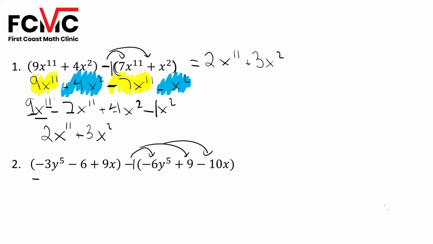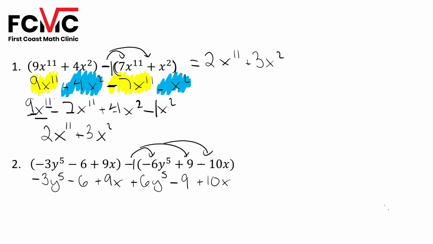So to rewrite this, I'll write down negative 3y to the 5th minus 6 plus 9x. And when we distribute, the negative 1 times negative 6y to the 5th is going to give us positive 6y to the 5th. Negative times a negative is a positive. Negative 1 times positive 9 is going to give us negative 9. And negative 1 times negative 10x is going to give us positive 10x. So we've taken care of the subtraction, the minus.